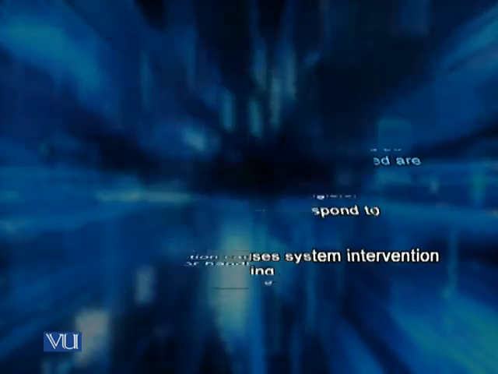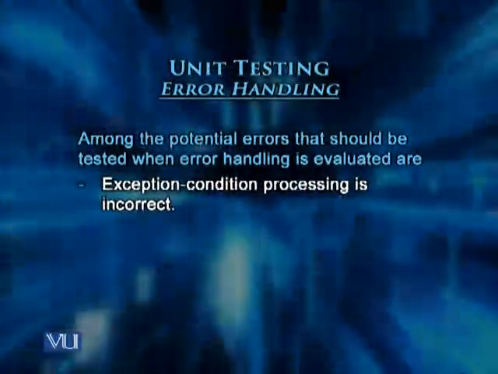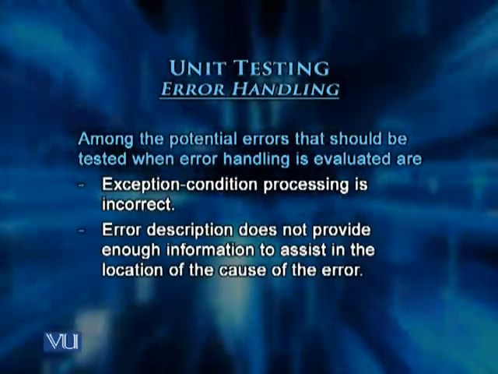That is, proper escalation has not taken place, and before error handling is done, the system takes over the error situation. The exception condition processing is incorrect. Error description does not provide enough information to assist in the location of the cause of the error. And so these are the areas that need special attention while performing unit testing.